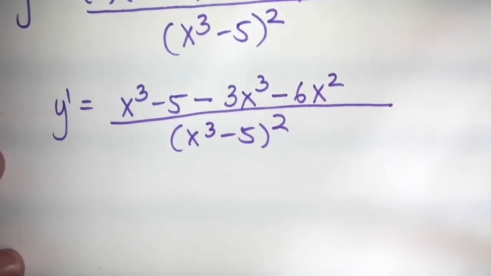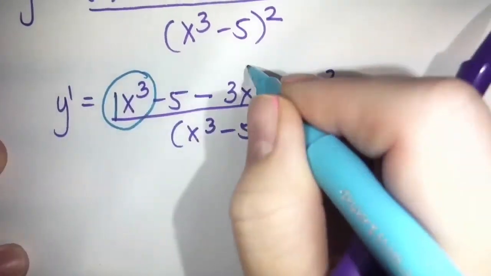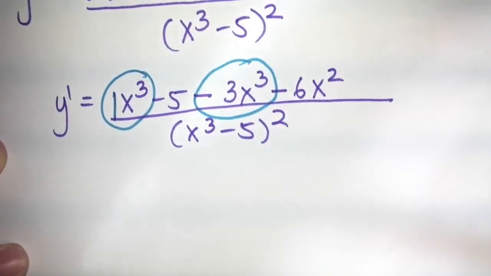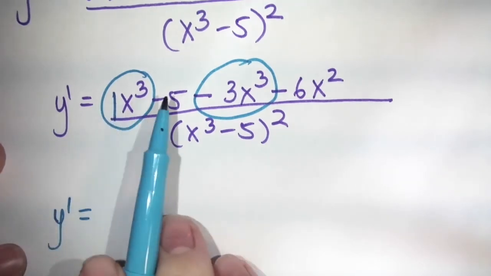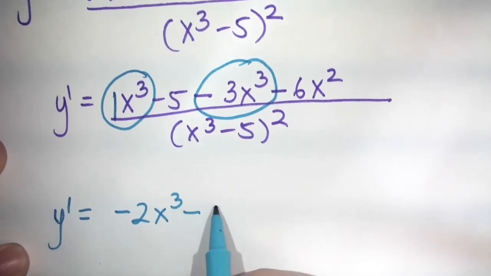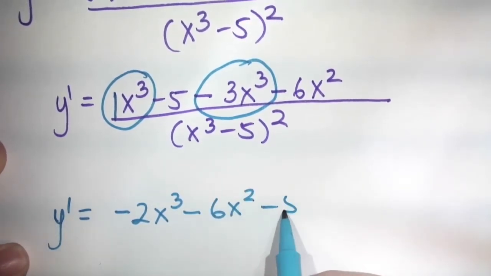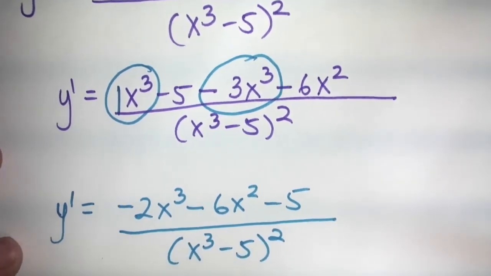So what terms could we collect here? I guess we just have a 1x cubed here and a minus 3x cubed. So y prime, if we have 1x cubed minus 3x cubed, that's negative 2x cubed. We still have minus 6x squared and minus 5, all over x cubed minus 5 squared. And that would be our answer.